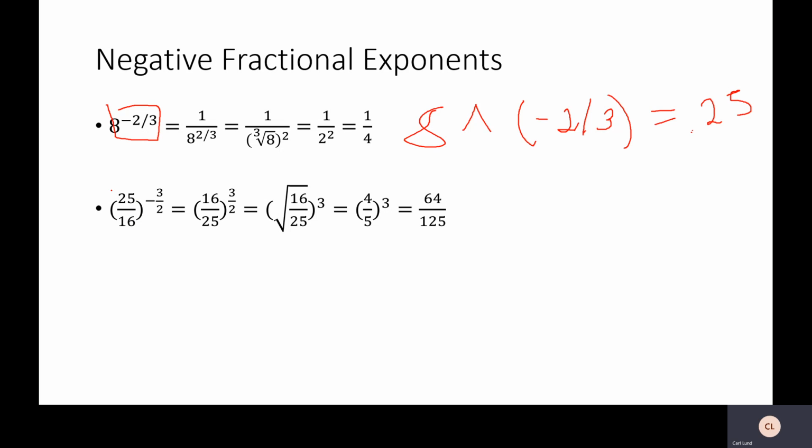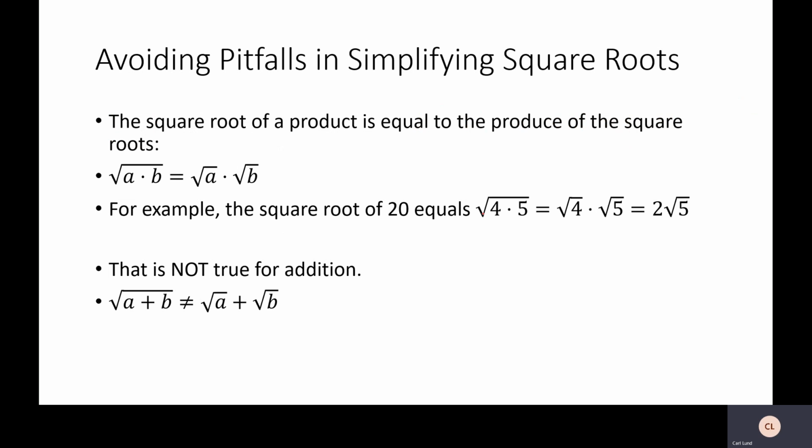If you remember, if you're taking a fraction to a negative power, what you end up doing is flipping the fraction and changing the power from negative to positive. So 25 over 16 to the -3/2 is the same as 16 over 25 to the +3/2. And so that would be the same as finding the square root of 16 divided by the square root of 25, and then cubing the answer, which is going to be 64 over 125.